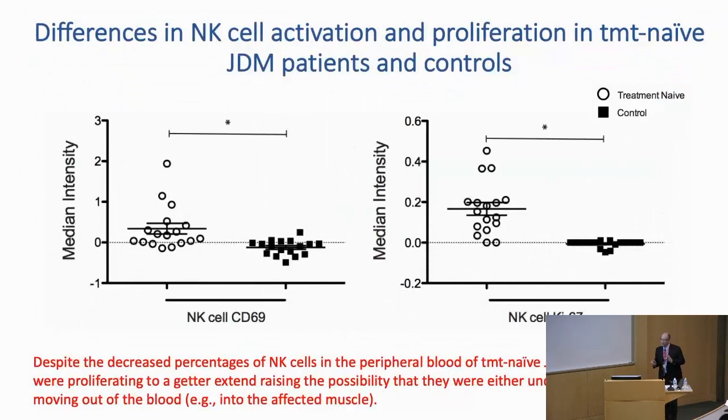There were other things on our panel that I'm not going to have time to talk about, but I'm just going to touch on. We looked at markers of activation and proliferation. I'm just showing this for NK cells, that even though there were lower percentages of NK cells in the periphery, they were more activated and they were undergoing substantially more proliferation.